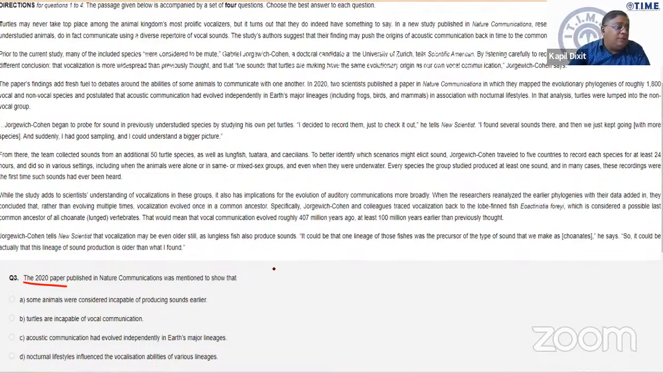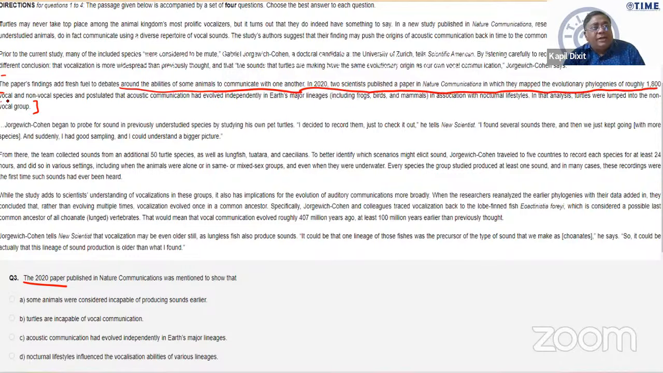Now, look at question number 3. Again, if you look at the paragraph, look at these lines. Debate around the ability of some animals to communicate with one another. In 2020, scientists published a paper in Nature Communication. They mapped the evolutionary phylogenies of roughly 1800 vocal and non-vocal species and postulated that acoustic communication had evolved independently in Earth's major lineages, including frogs, birds, mammals.